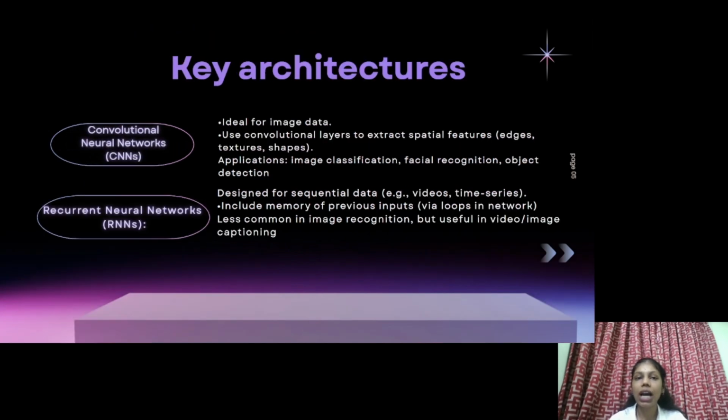Now let's look at the main architectures. CNNs are built for images. They scan pixels in small patches using filters to detect spatial features like edges or shapes. They're widely used in image classification, object detection, and facial recognition. RNNs, on the other hand, are used for sequential data. While these are not common for static images, they are very useful in image captioning and video analysis because they retain the memory from previous inputs.